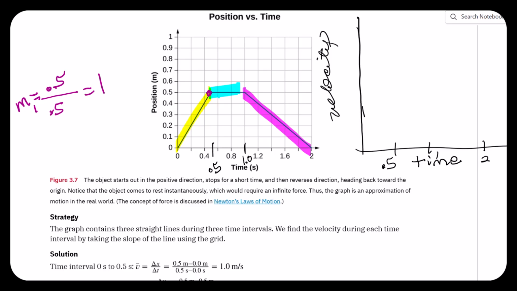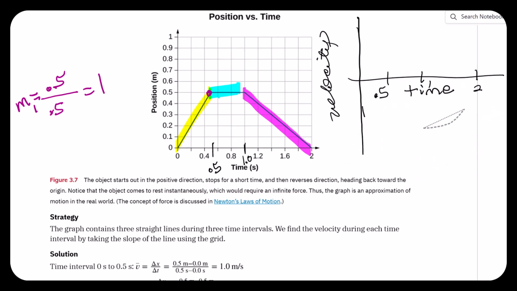You know what's funny is I already know I'm going to have to do something. So I'm going to do this like this, and then do this like this. Ooh, forgot my T for time. Okay. You'll see why I did that in a minute. So here, between 0 and 0.5, it has a slope of 1.